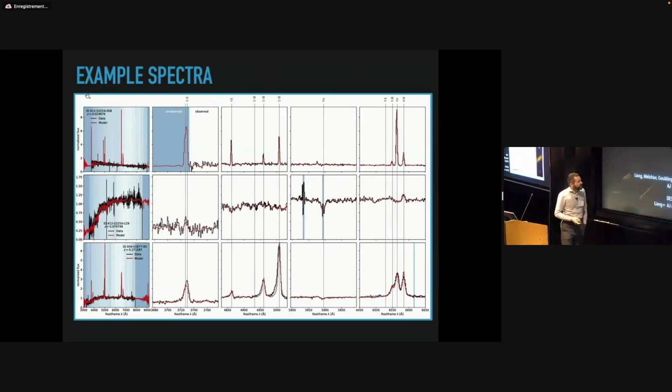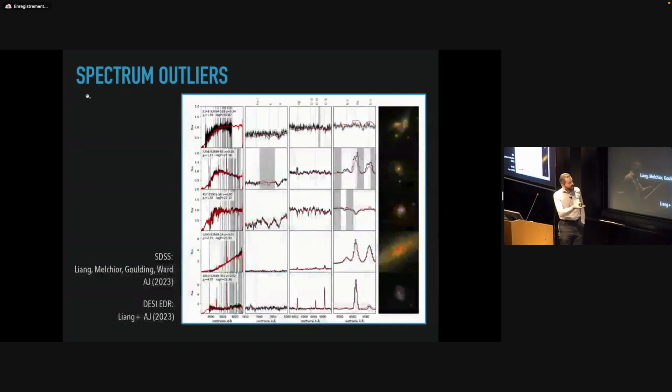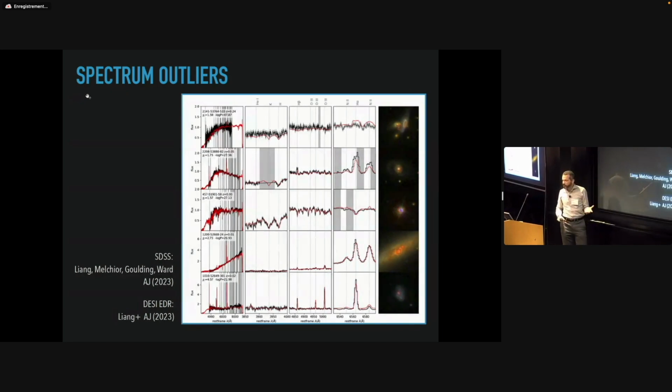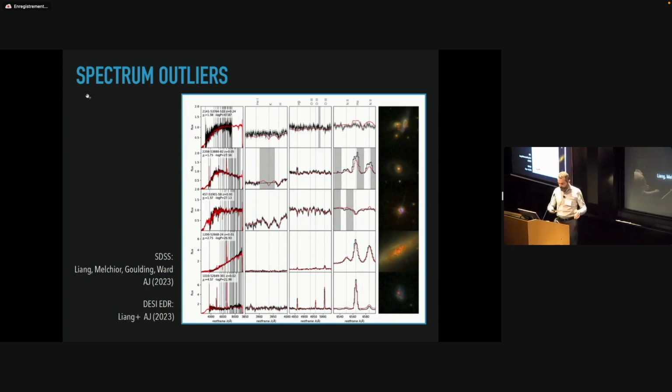And so what you can also do with this normalizing flow model is just ask for cases that have really, really low probability. And you find these really peculiar features. You find blends, you find all sorts of strange quasars, very highly attenuated galaxies. And we did not impose whatsoever what an outlier would be. This is completely unsupervised. We just asked for things that are rare in latent space.